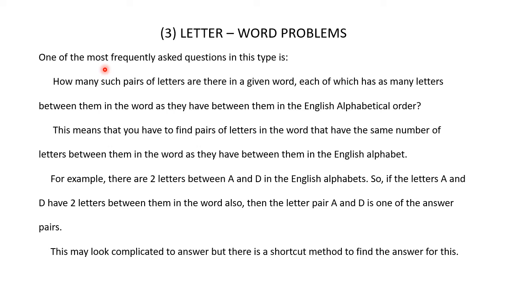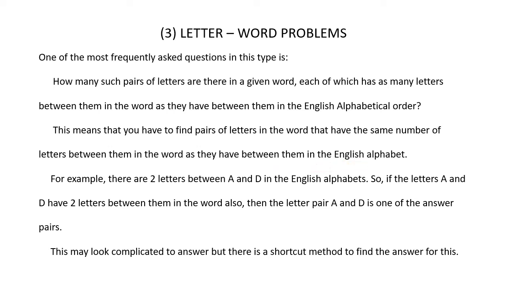One of the most frequently asked questions in the letter word problem type is how many such pairs of letters are there in a given word, each of which has as many letters between them in the word as they have between them in the English alphabetical order. This means that you have to find pairs of letters in the word that have the same number of letters between them in the word as they have between them in the English alphabet.